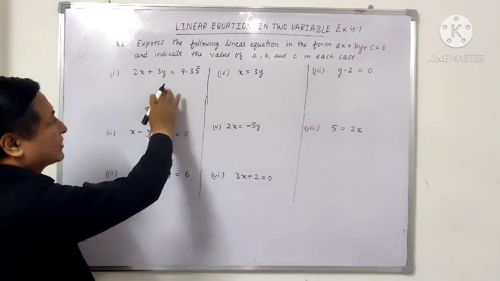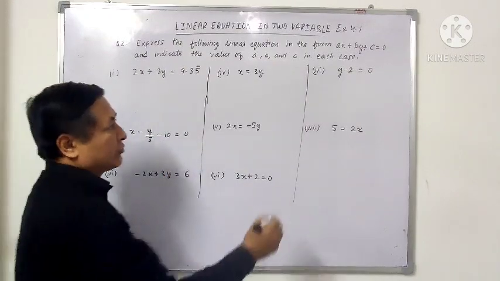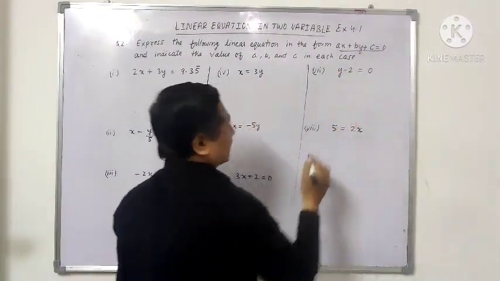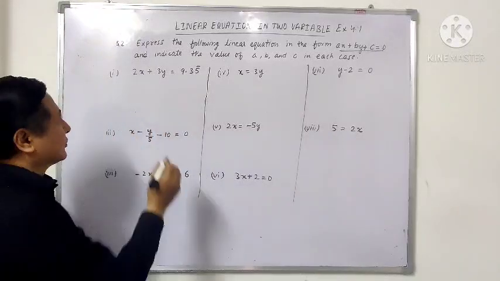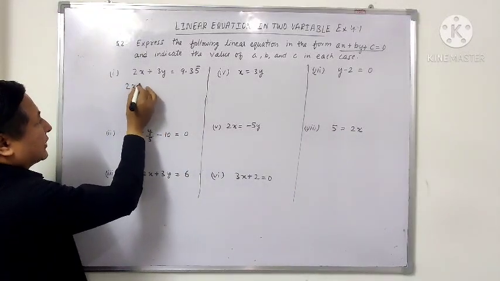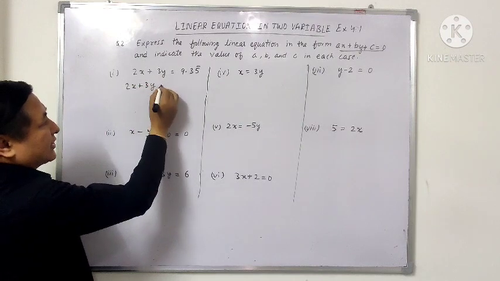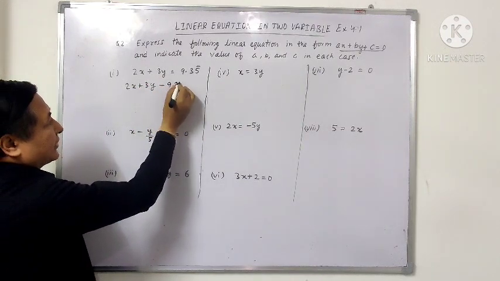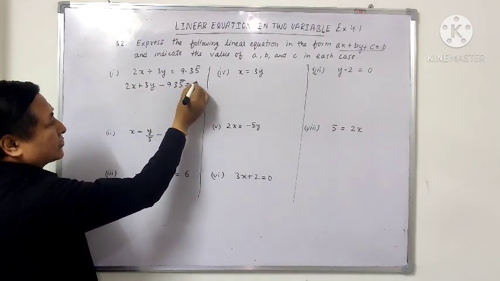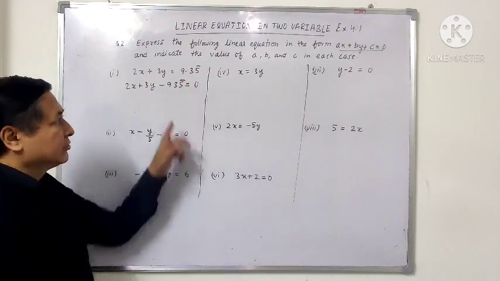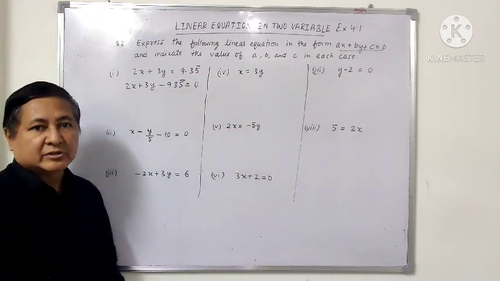Now 2x plus 3y is equal to 9.35 bar. We have to express it in the form ax plus by plus c is equal to 0. So we'll write 2x plus 3y, we'll shift this to the left side, minus 9.35 bar is equal to 0. So we have converted it into this form, that is ax plus by plus c equals 0.